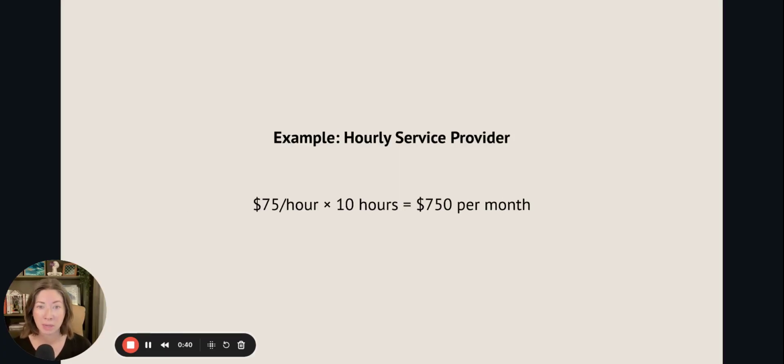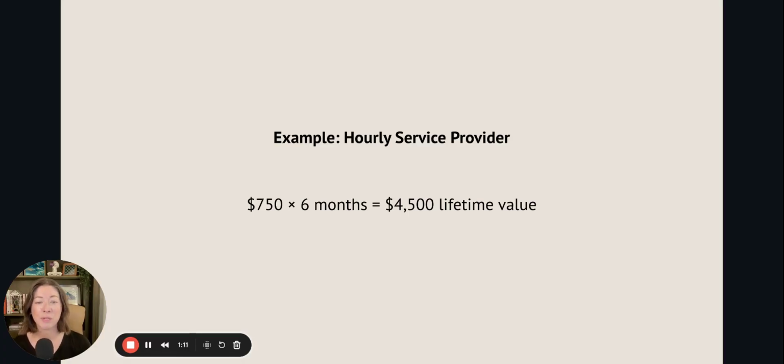So I'm going to give you a couple of examples so you can start to see what this could look like at various stages, so that you can see it in real life situations. Say, for example, you're an hourly service provider and you charge 75 bucks an hour and you have a service package that provides 10 hours of your time. That means you're earning $750 per month, right, from a client. So now let's say that client sticks around for 6 months. We're going to multiply that by the 750, which means we get a $4,500 lifetime value for that single client.